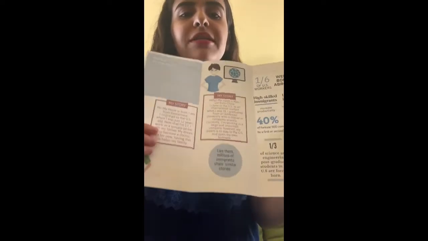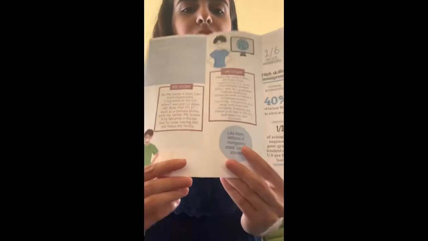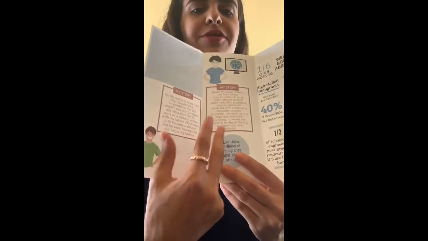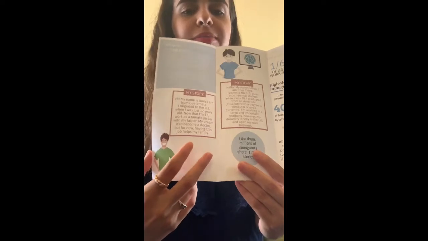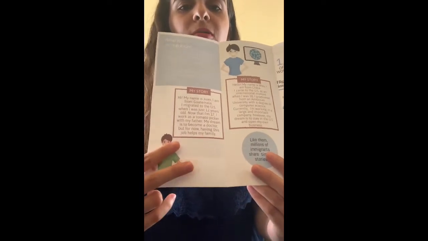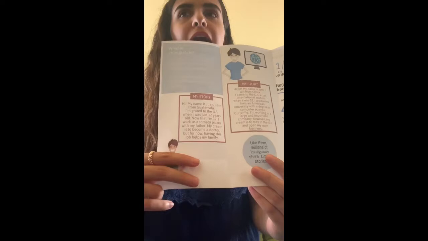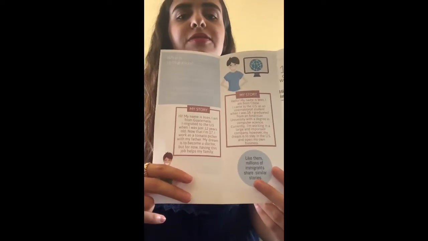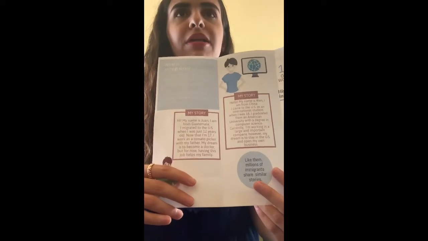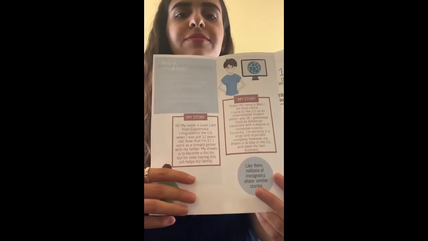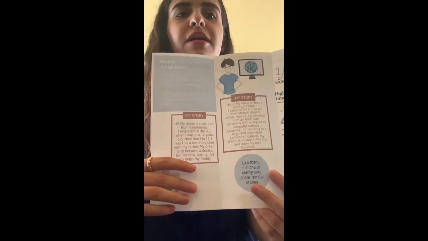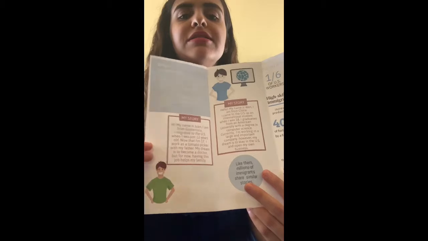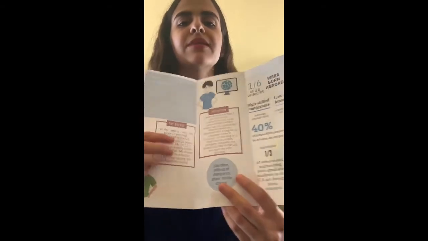So for this part, I decided to include 2 short stories about 2 immigrants. The first one basically says, hi, I'm Juan, I'm from Guatemala. I migrated to the US when I was just 12 years old. Now that I'm 17, I work as a tomato picker with my father. My dream is to become a doctor, but for now, having this job helps my family.